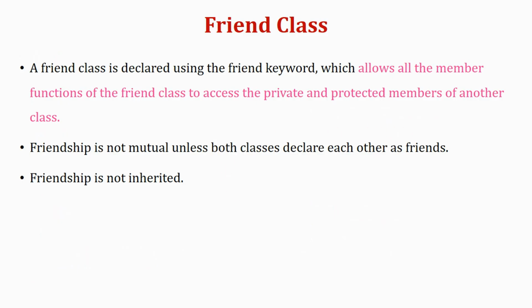Next, a friend class is also declared using the friend keyword. It allows all the member functions of the friend class to access private and protected members of another class. Friendship is not mutual unless both classes declare each other as friends. Friendship is not inherited. Just remember these points.